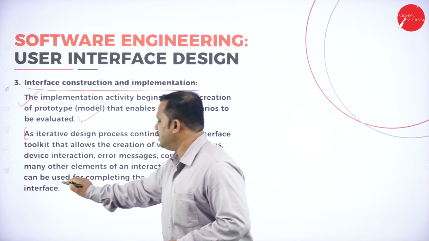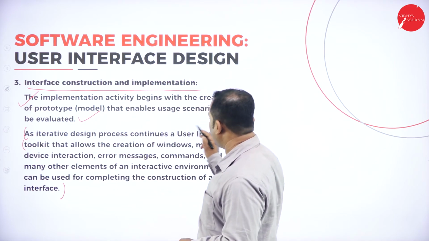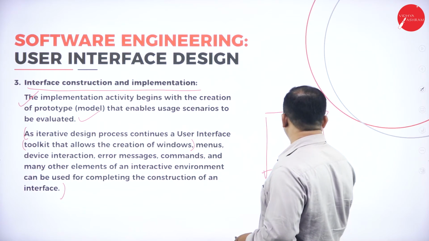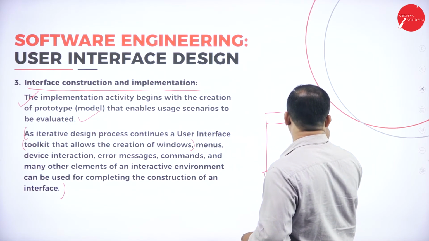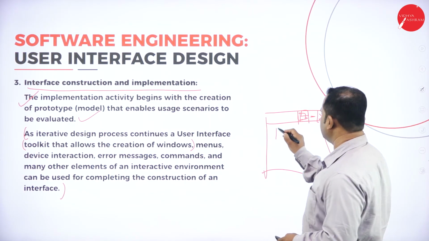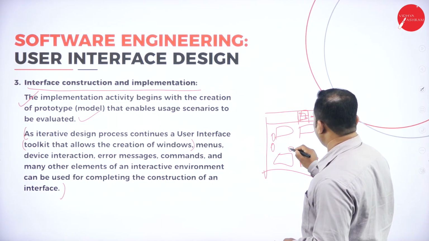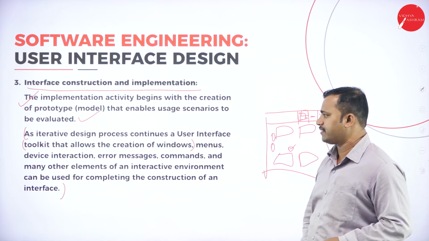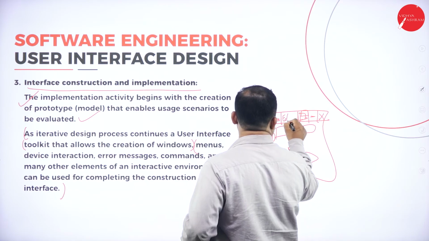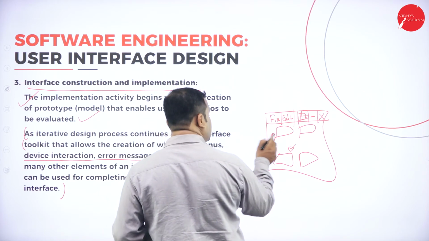If that is the case, an iterative design process continues with a user interface toolkit that allows the creation of windows. That is the dialog windows, with close, minimize and maximize. All these are certain types of operations, and within these windows certain text boxes, labels, buttons, and checkboxes must be specified properly here. That is called menus. That is file menu, edit menu. All these are certain types of operations that are provided with it. Device interaction, error messages, commands.